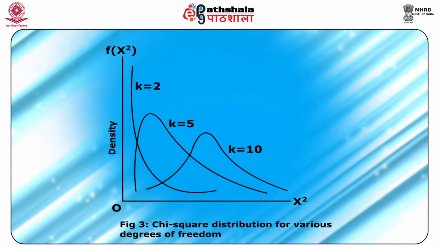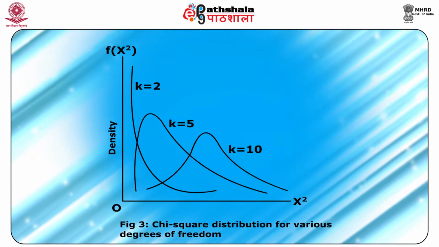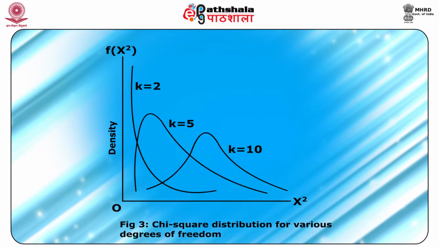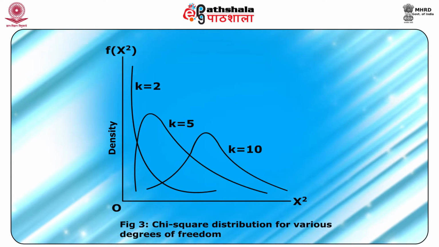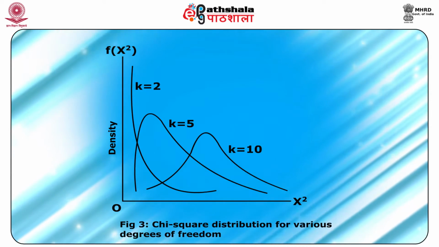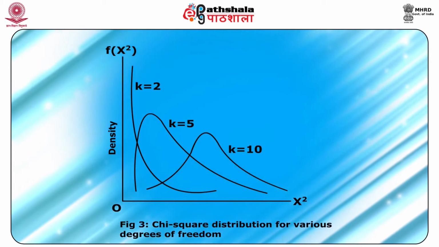The chi-square distribution is shown in our figure 3, where you have the density on the y-axis, which is f of chi-square, and on the x-axis we have chi-square. And what we observe is that as the value of k increases, the distribution becomes more symmetrical. So let us now look at the properties of chi-square distribution.